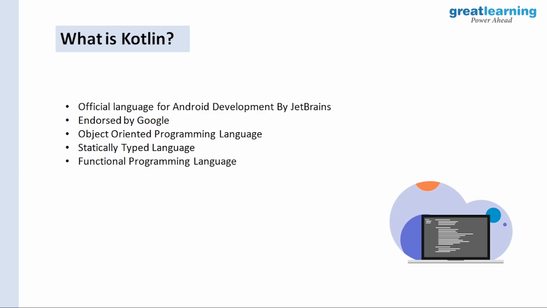At number 10, we have Kotlin. Kotlin is an Android-focused programming language, which means that it is an official language for Android application development, developed by JetBrains. Due to the influence of Google, its popularity has grown. It's more concise than Java, meaning that if you have written code in Java and you convert it into Kotlin, it will be 20% shorter.